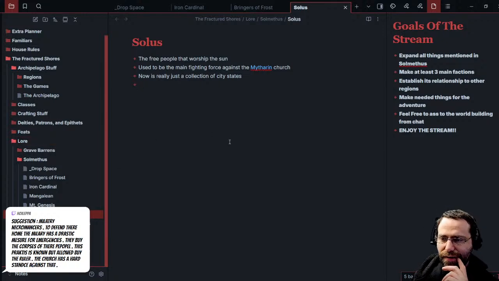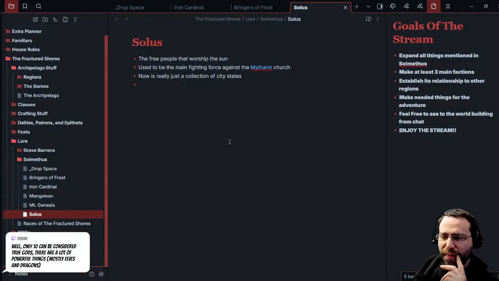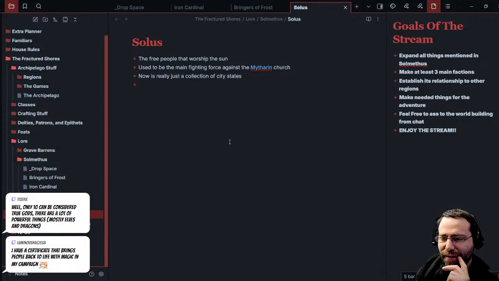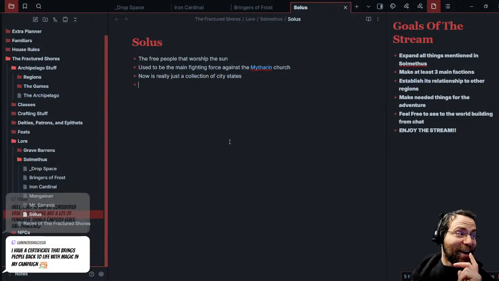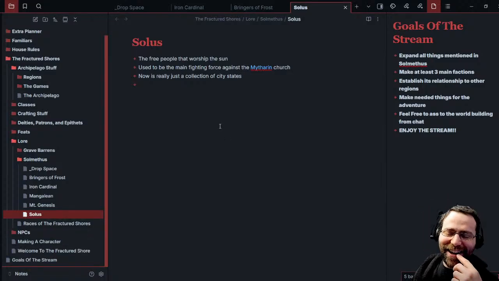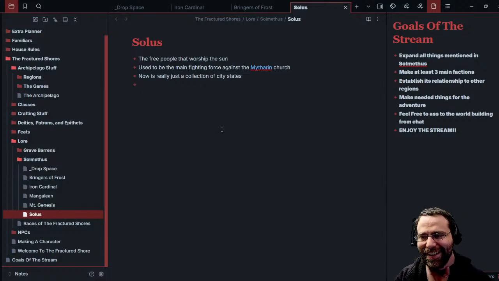Suggestion: military necromancers to defend the homeland. The militia has drastic measures for emergencies, but they buy corpses of their people, unknown by the ruler. The church has a hard stance against this. I have a certification that brings people back to life with magic in my campaign. You have actual life insurance. That is amazing.